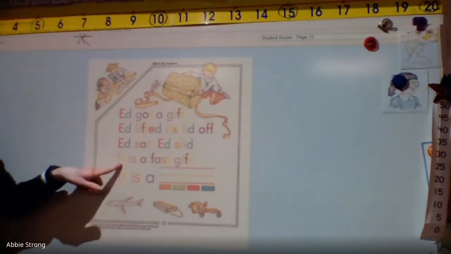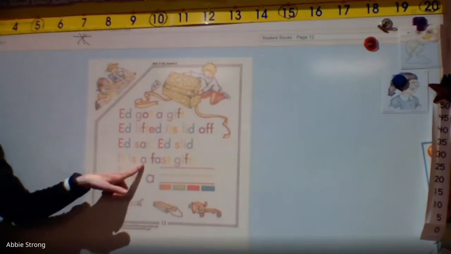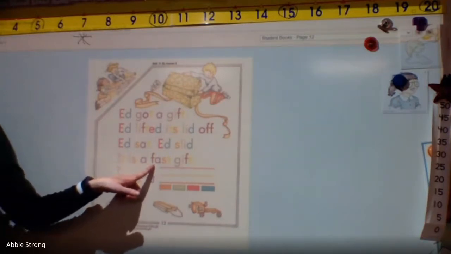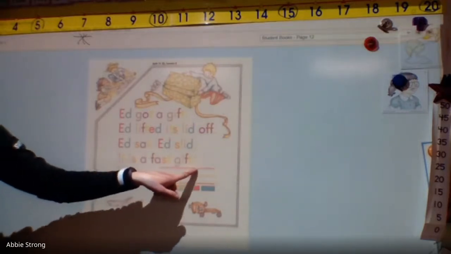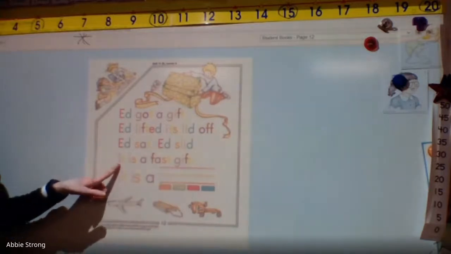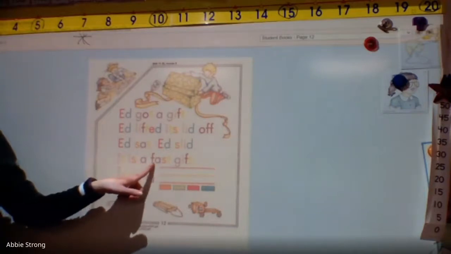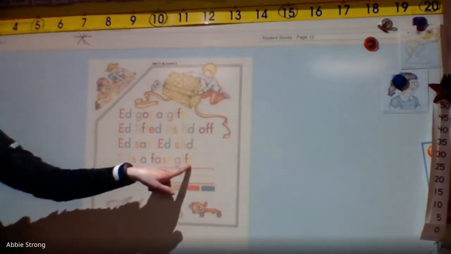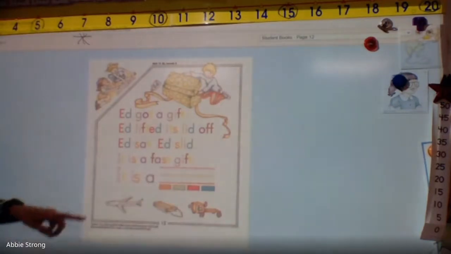Let's read the next one. Ready? It is a fast gift. One more time. Make sure that your finger is tracking the words with us and they're touching the letters on the page, please.